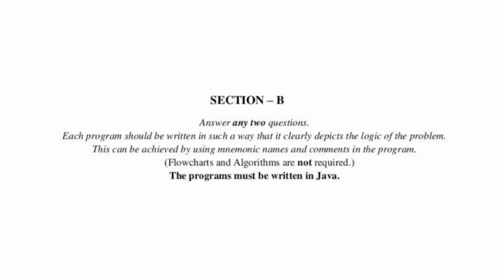Questions in section B are programming based questions. The instruction for section B clearly states that mnemonic variable names should be used. Mnemonic variable names refers to descriptive variable names. In other words, avoid single character variable names as far as possible. Do write comments to clarify your logic. The comments must be short and precise. Do not write obvious comments. For example, for the statement int c is equal to 0, avoid comments like declare and initialize variable c to 0. This kind of comment does not serve any real purpose.